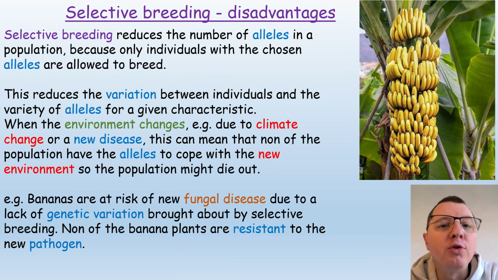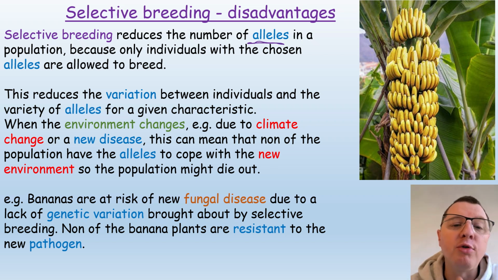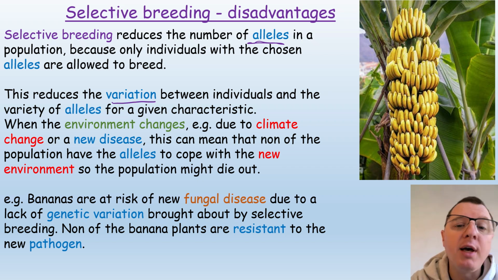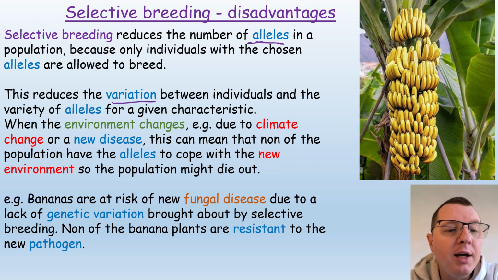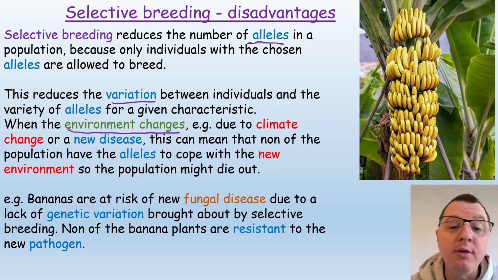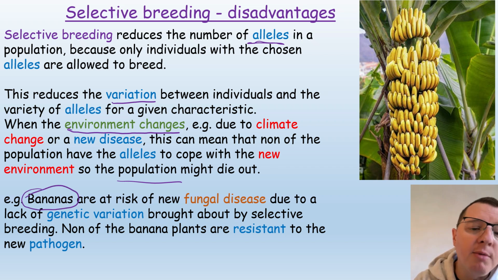But selective breeding does have its disadvantages. Selective breeding reduces the number of alleles or genes in a population because only individuals with the chosen alleles are allowed to breed. This reduces variation between individuals and the variety of alleles for a given characteristic. And when the environment changes, for example due to climate change or a new disease, this can mean that none of the population have the alleles to cope with the new environment, so our population may die out or go extinct. A good example of this is banana plants.